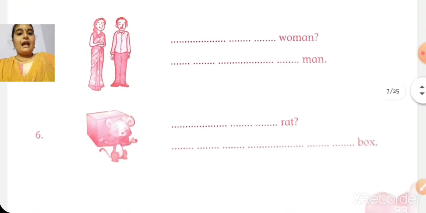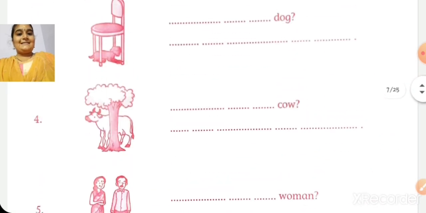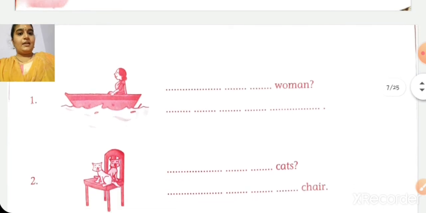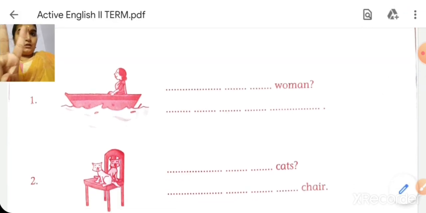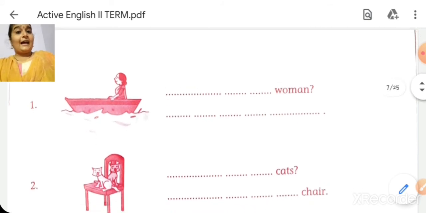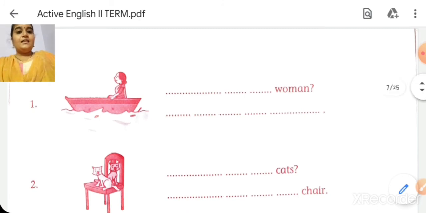Okay, we have 6 questions in this. Okay, I am going to do 2. Others you are going to do. Okay, will you all do it? Very good. I know you can do it. It's very easy. Okay. Yes.